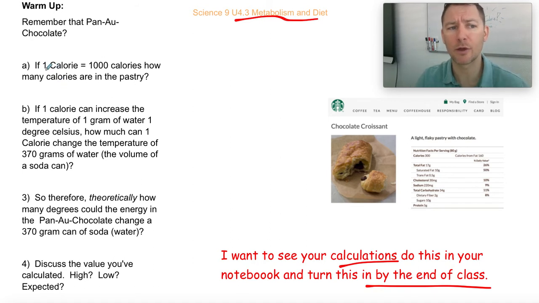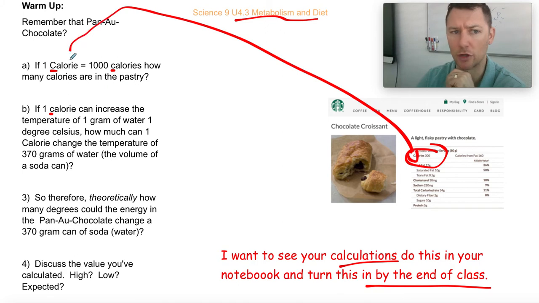We figured out that 1 Calorie is 1,000 calories, right? And we also knew that 1 little calorie can take 1 gram of water and increase the temperature 1 degree Celsius. So what I'd like you to figure out is this. From our previous warm-up, we said this pan au chocolat had 300 Calories. This is big C, this is Calories, right? So how many calories does it have?